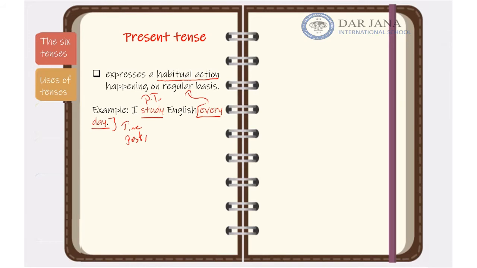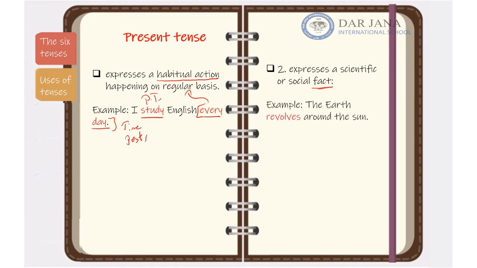The second case where it's used is for scientific or social fact. So when something is a fact and is considered by everyone, or at least the majority of the people around you, as something which is true, we use the simple present. Example: the earth revolves around the sun. It has always revolved, it's revolving now, and it will always revolve. So now we consider the earth revolving around the sun a scientific fact, therefore we use the simple present tense.